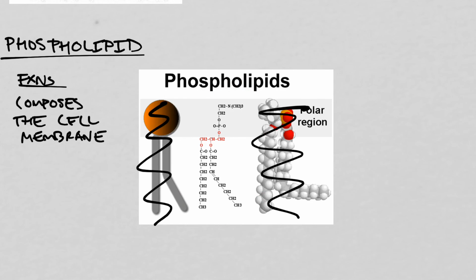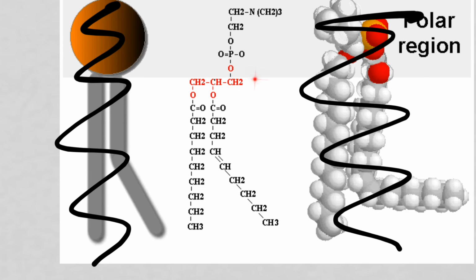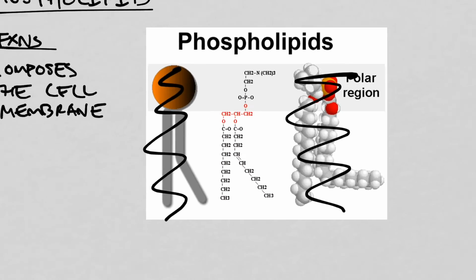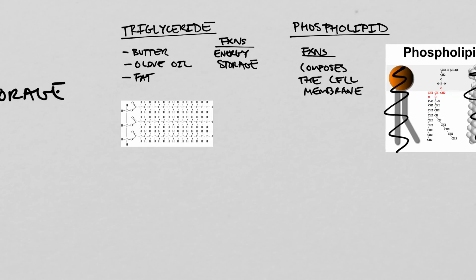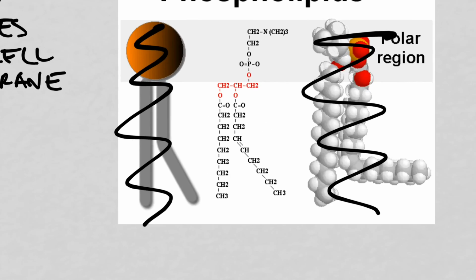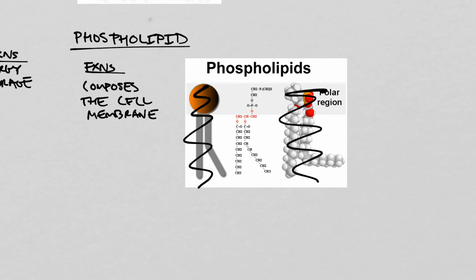So, zooming in on this phospholipid, you'll note we have our glycerol head right here. We have got two fatty acid tails, 1, 2. One is completely saturated, no double bonds, and one is unsaturated, it has a double bond. But unlike a triglyceride, which has 3 tails, a phospholipid only has 2 fatty acid tails, and it has a phosphate group up here.